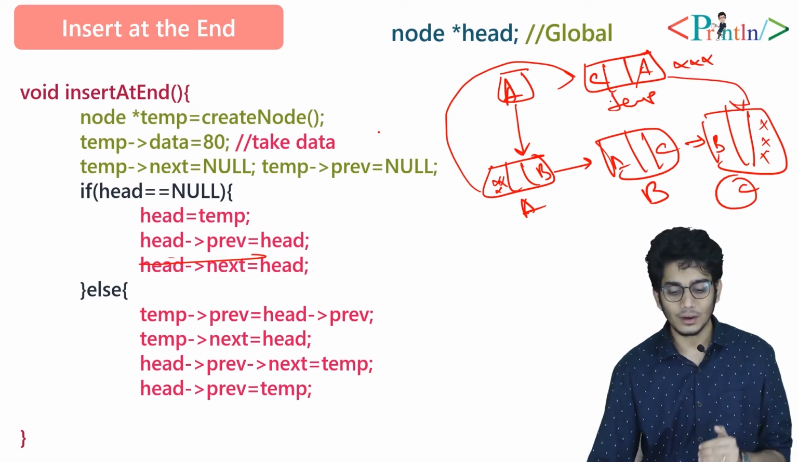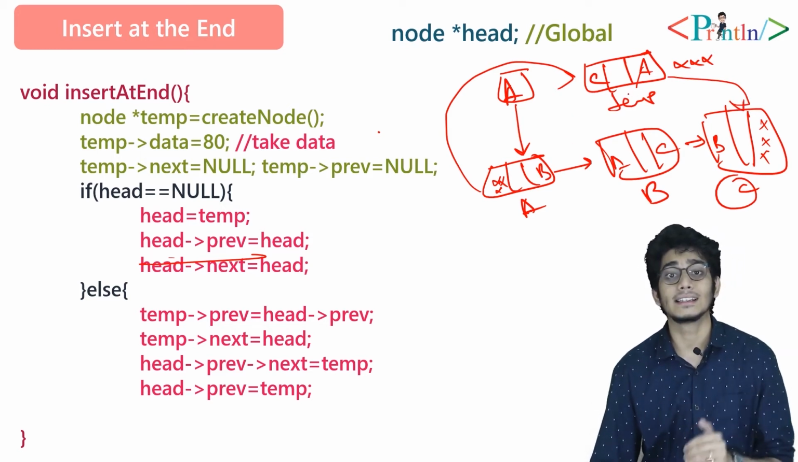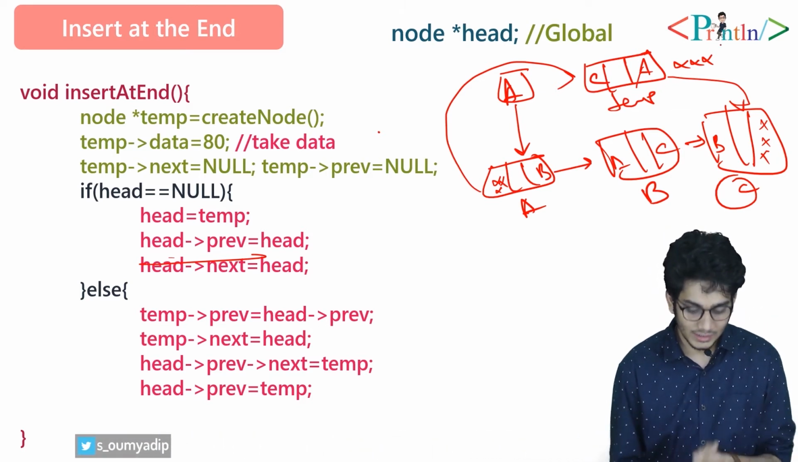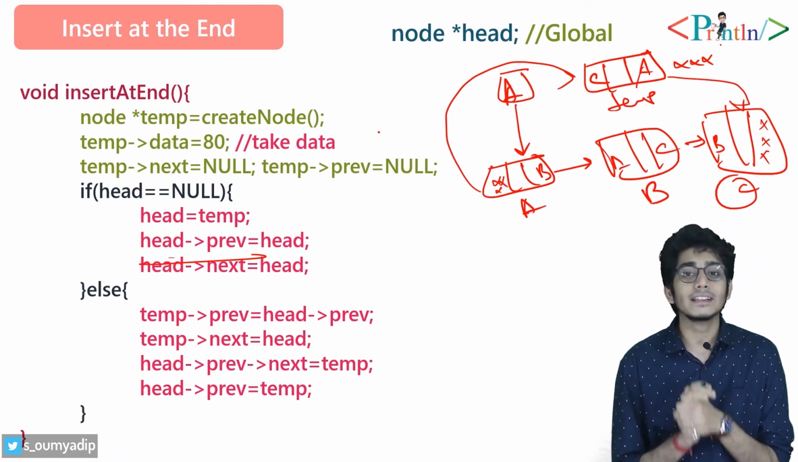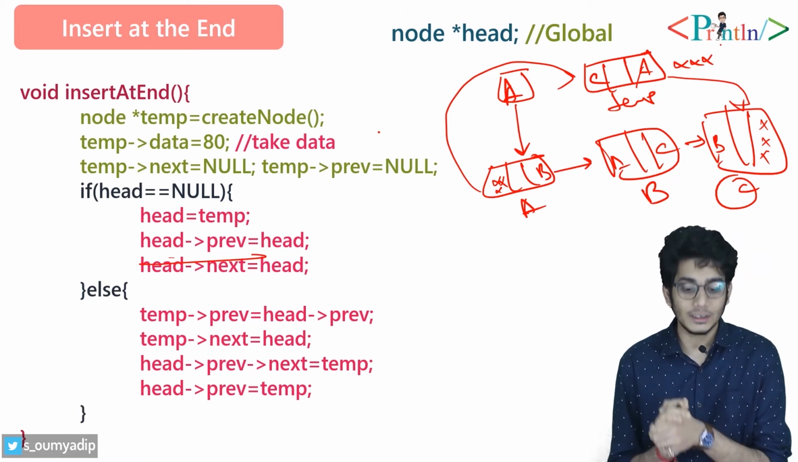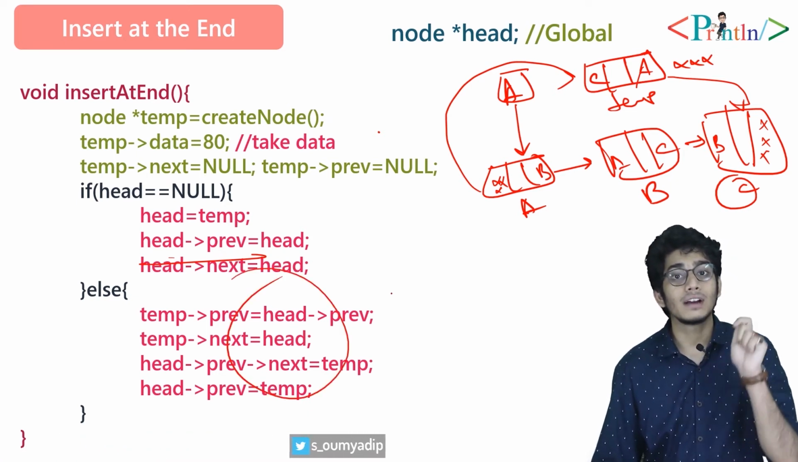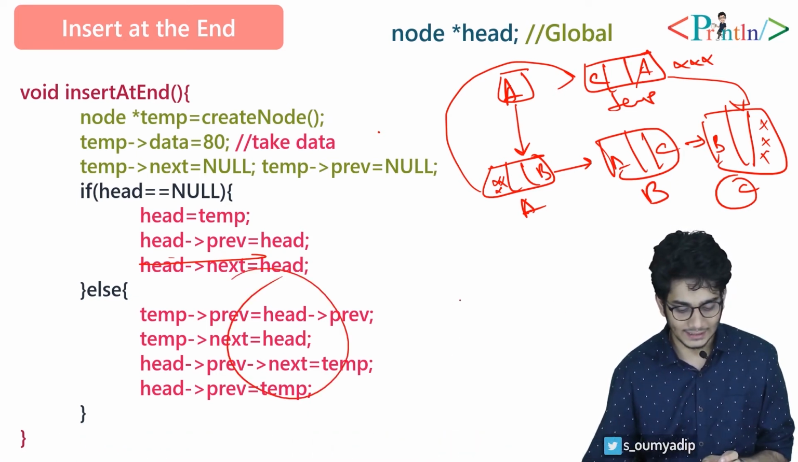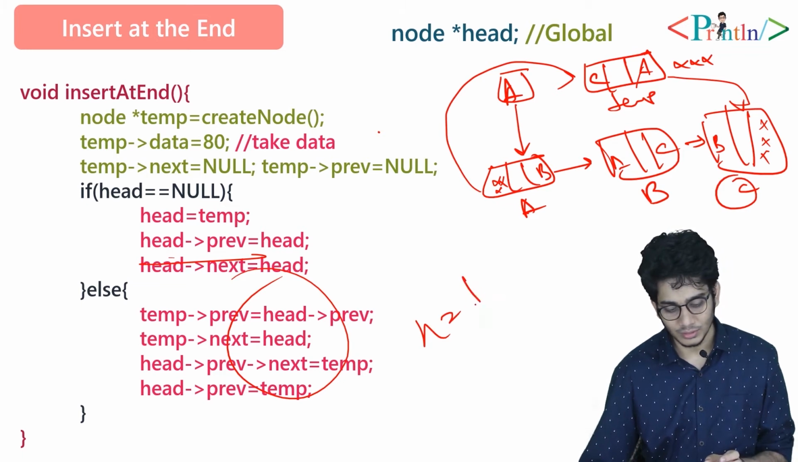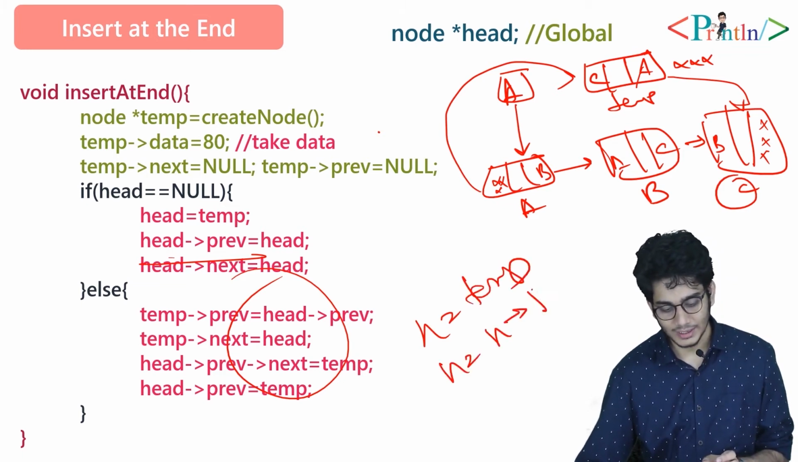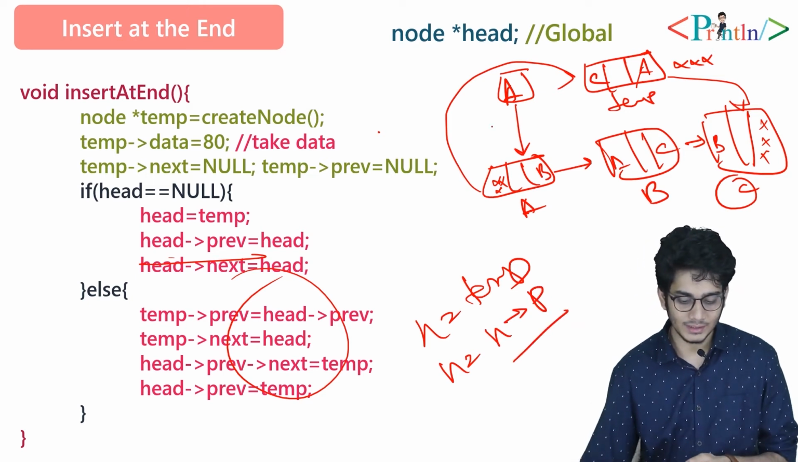Now this is how we can insert anything at the end of a doubly circular linked list. Now if we are trying to insert anything at the first position, then we have to perform up to this portion. Then we have to add another line, that is head equals to temp or head equals to head prev. It means what is the value of temp?